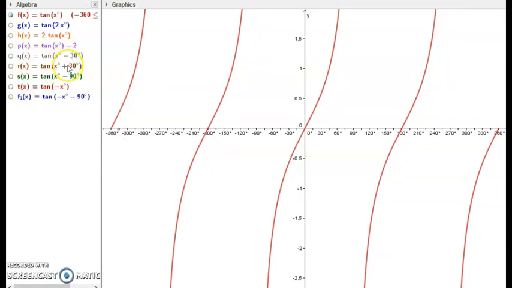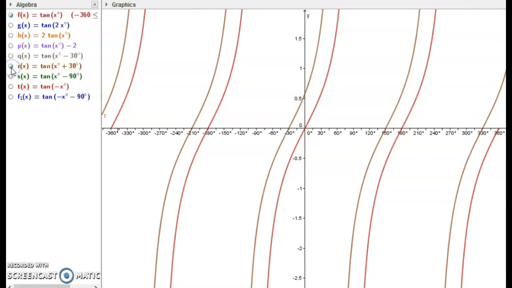For our next graph, we look at tan of x plus 30 degrees, which means everything now happens 30 degrees earlier because I'm adding 30 degrees to the value of x, which means tan of negative 30 will already give me the value of 0. Everything shifts now to the left because everything happens earlier.